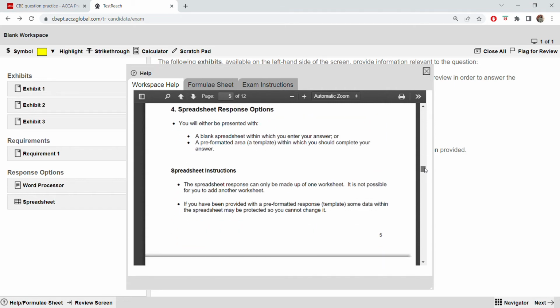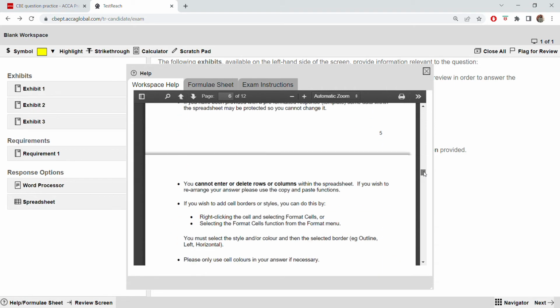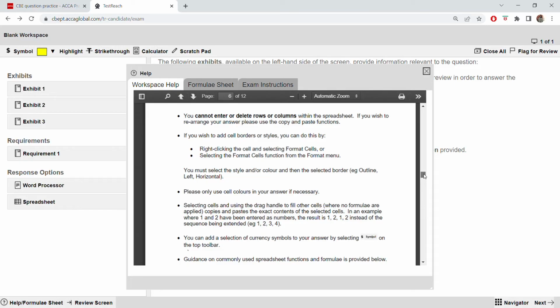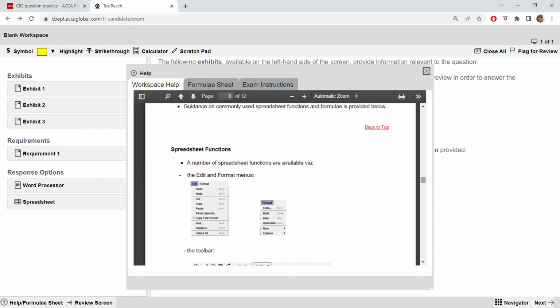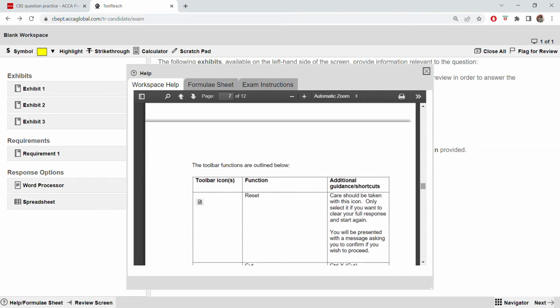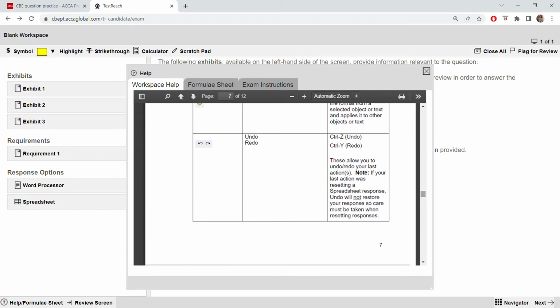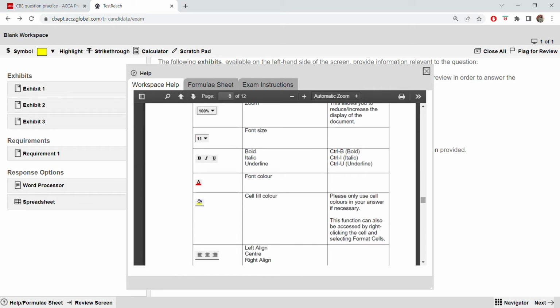Then we are coming to the spreadsheet. My focus is on the spreadsheet. Spreadsheet is a bit easier. Okay, but you need to see these things. You have to read all those things. It has similar functions compared to Word.